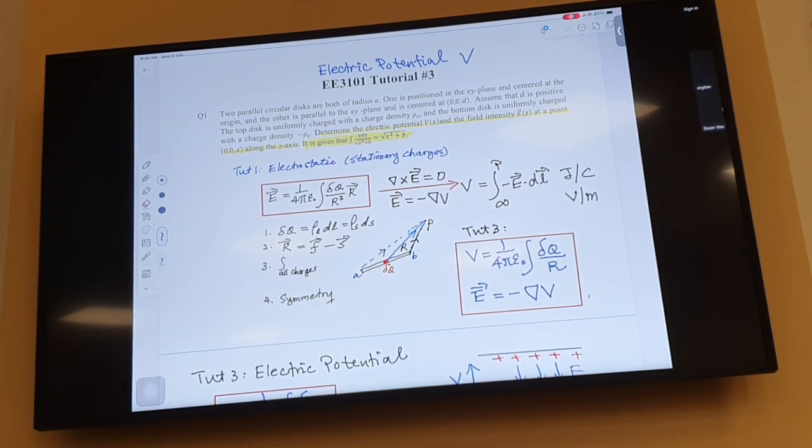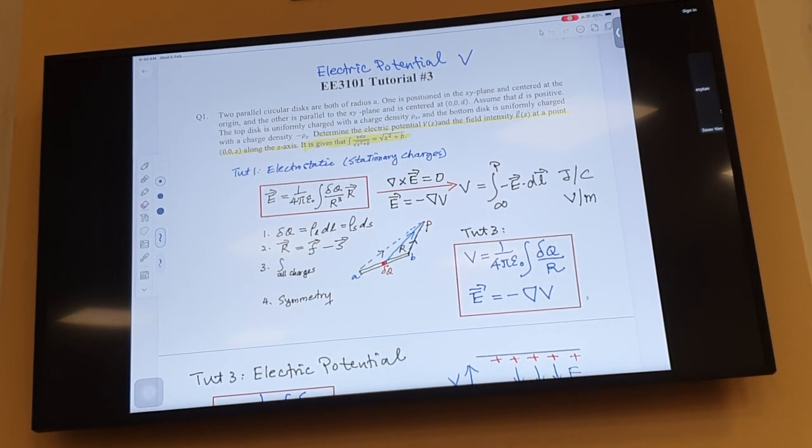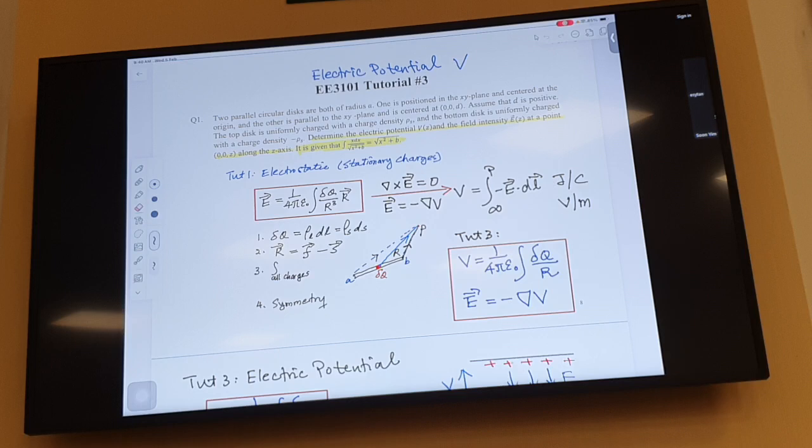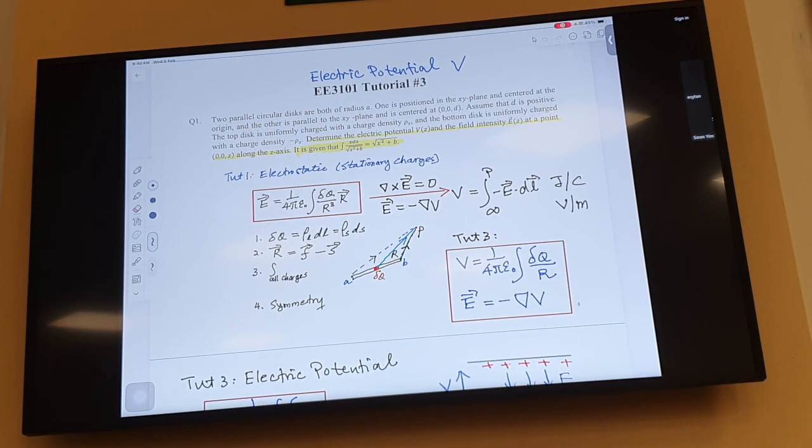Delta Q is going in a different direction. This is not a good way to integrate any of these vectors. It is very difficult to integrate, because you have to keep track of directions.